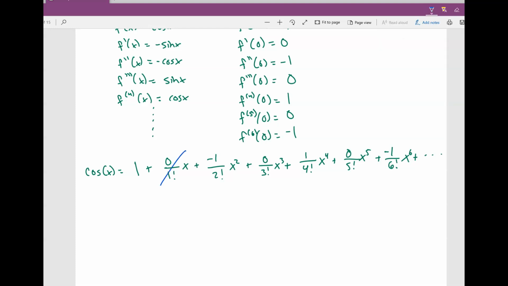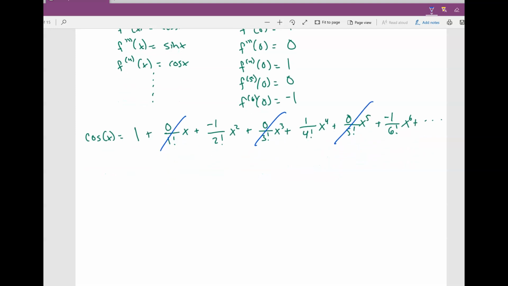So notice that all of these numbers, especially the odd ones, are all going to go away. So I'm left with 1. Then we have plus a negative 1 over 2 factorial x squared. Then plus a positive 1 over 4 factorial x to the fourth. Plus a negative 1 over 6 factorial x to the sixth. Okay. So can we try to come up with a general form of this? So n equals 0 to infinity.